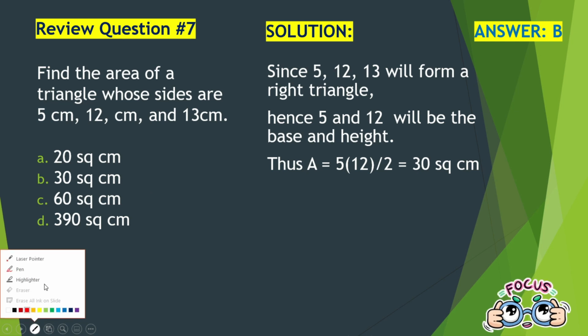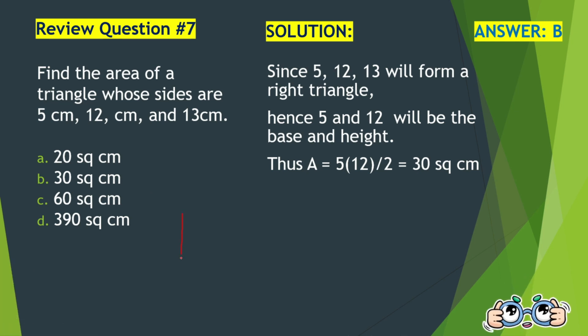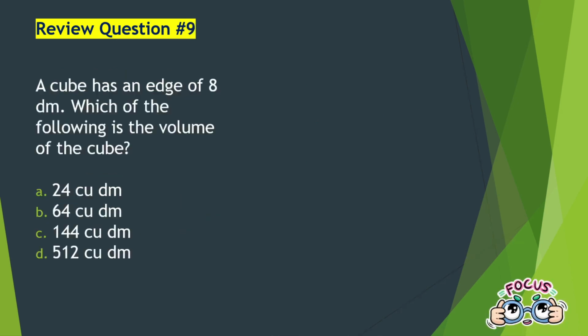So ito po yung kanyang illustration, di ba? So ito yung triangle. Okay. So ito yung 5 centimeters, ito yung 12, at ito naman yung 13 centimeters. So this is actually one of the famous right triangles, no? So 5, 12, 13, as well as 3, 4, and 5. Now those sides or those measurements will form a right triangle.